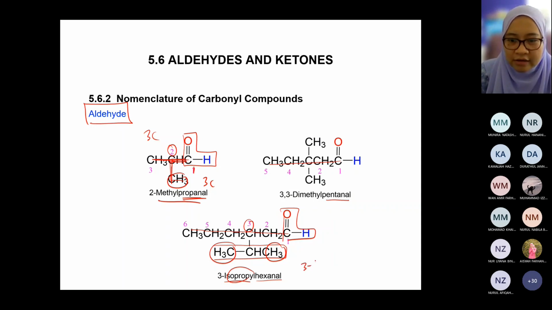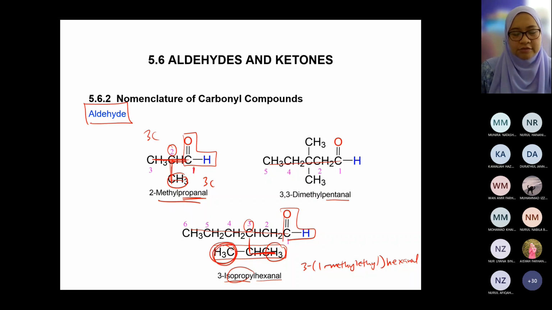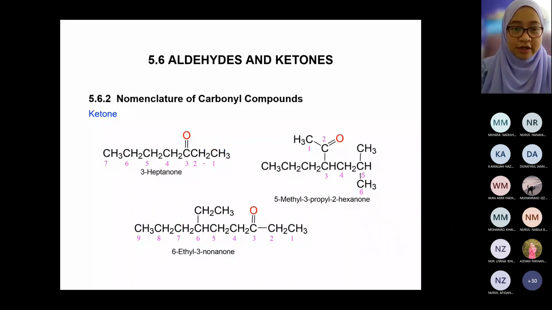Okay, 3, 1-methyl ethyl. Okay, hexanal. Sebab this, katalah this would be the parent lah. So this would be the substituents. Okay, alright. How about ketone? Okay, ketone like I said, dia mesti duduk between the 2 carbon. Kalau this one, between this carbon number 2 and carbon number 4.